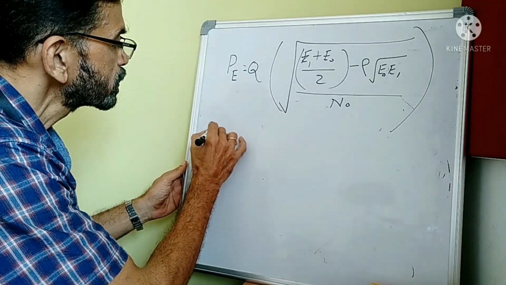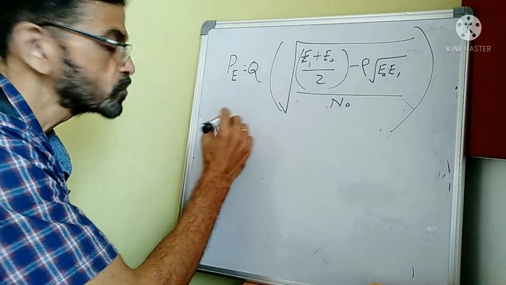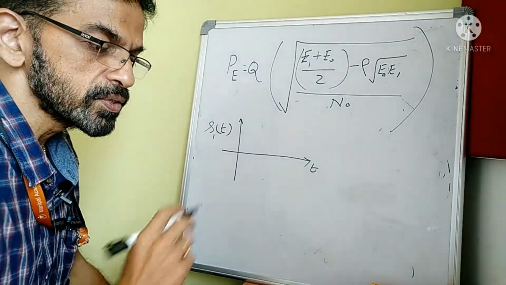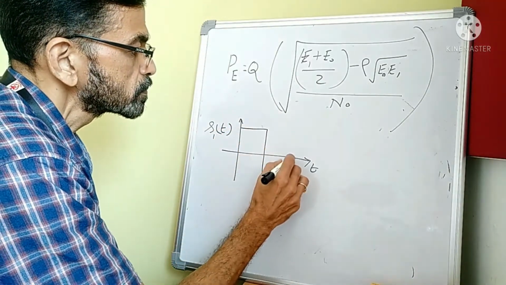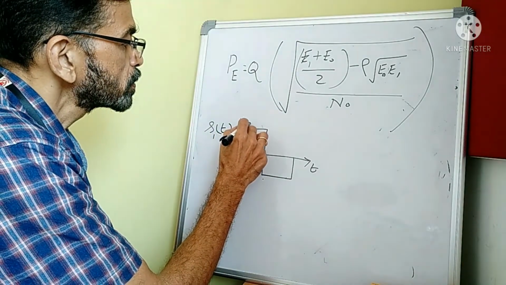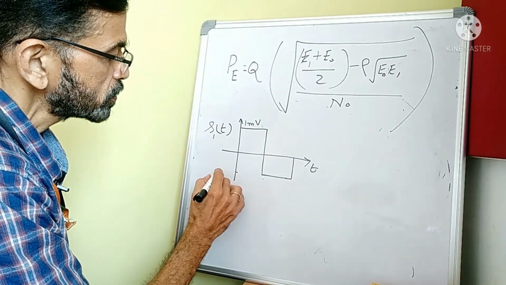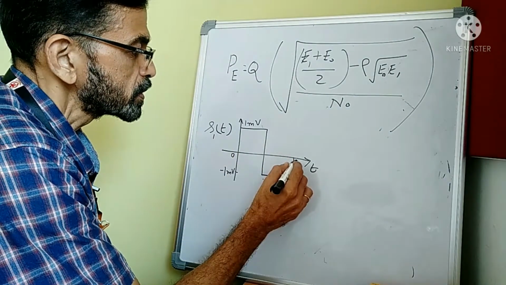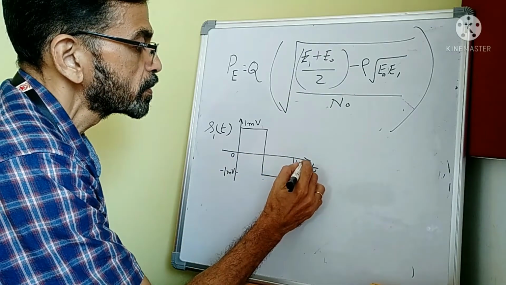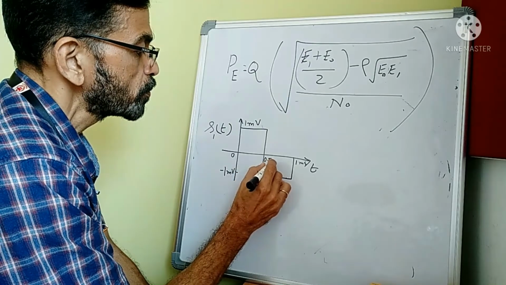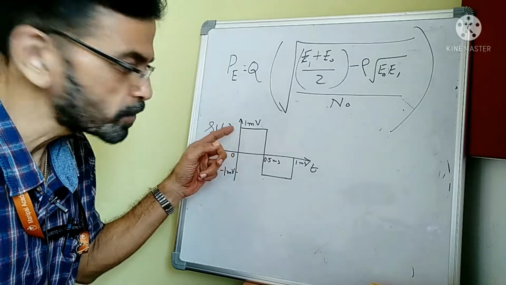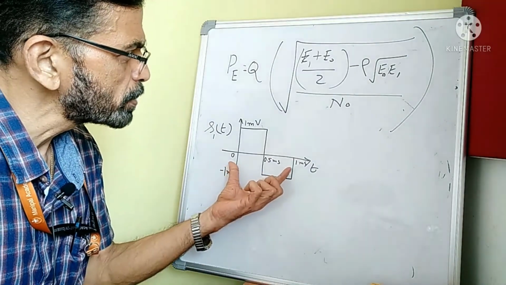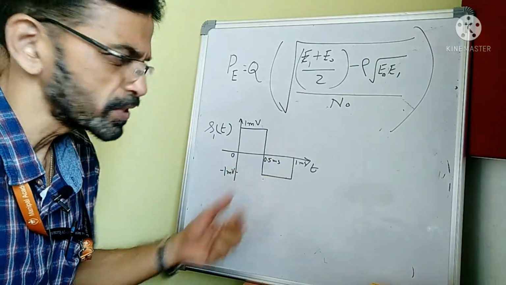Now here, let's say that S1(t) is a signal like this. This is 1 millivolt, and this is minus 1 millivolt, let's say. And let's say that the duration of the signal is 1 millisecond, and this is 0.5 milliseconds. So S1(t) is such that it stays at 1 millivolt from 0 to 0.5 millisecond, and minus 1 millivolt from 0.5 millisecond to 1 millisecond. And this corresponds to capital T, which is the signaling interval or the observation interval.